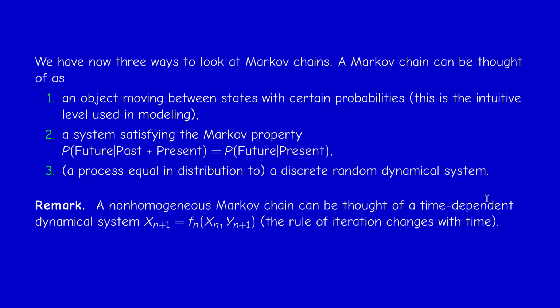Now, what about non-homogeneous chains? Non-homogeneous Markov chains can also be thought of as time-dependent dynamical systems. So instead of having one fixed rule f, we have at each step a new rule. If you like, this is a function of xn, yn+1, and n. So we now have three variables: old state, noise, and time.